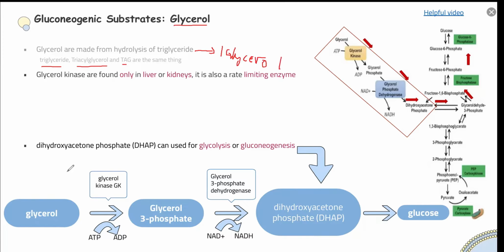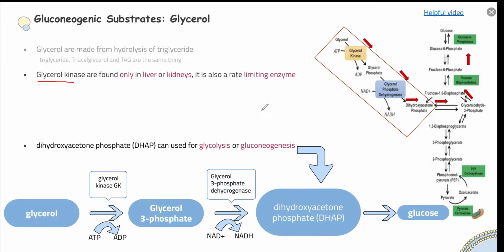So when you hydrolyze triacylglycerol, 1 molecule of glycerol is generated, plus 3 molecules of fatty acids. Then there is an enzyme called glycerol kinase, which is only found in the liver or kidneys, and it is the rate limiting enzyme.